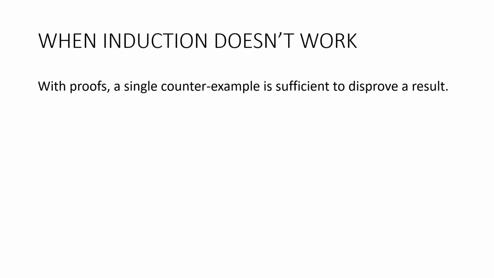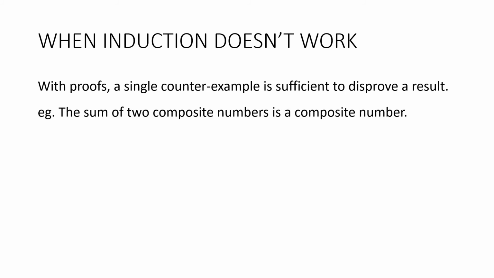Okay, we're going to finish off this topic by looking at when induction doesn't work. Now, with proofs, a single counterexample is sufficient to disprove a result. Let's look at this statement. The sum of two composite numbers is a composite number. Well, do you think that's true? Let's have a look at it.